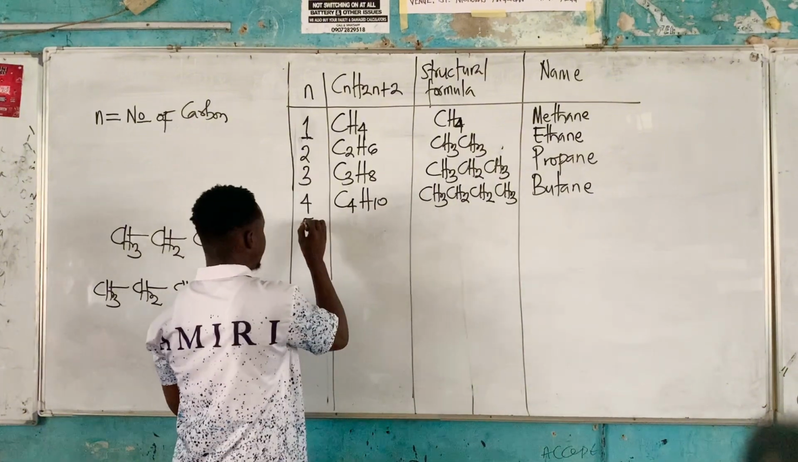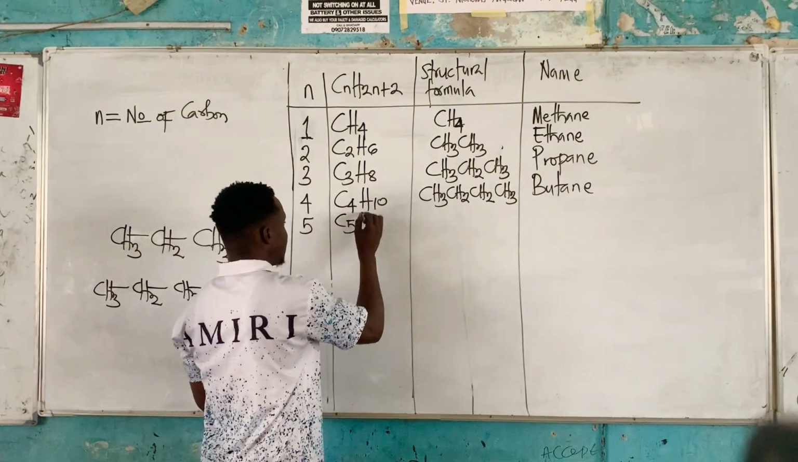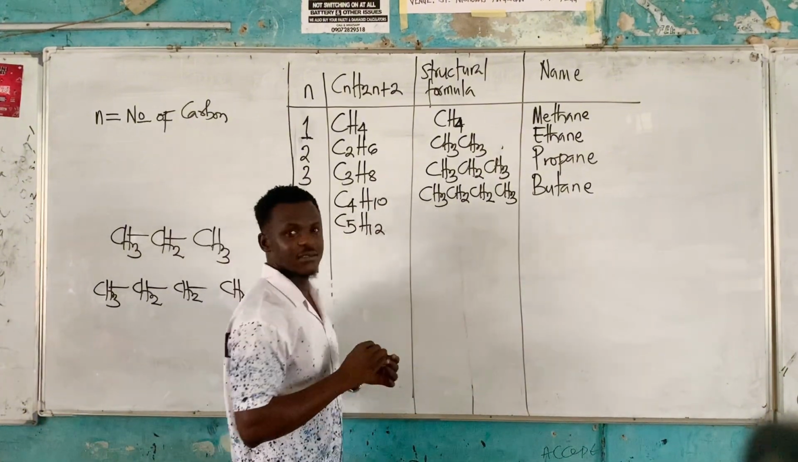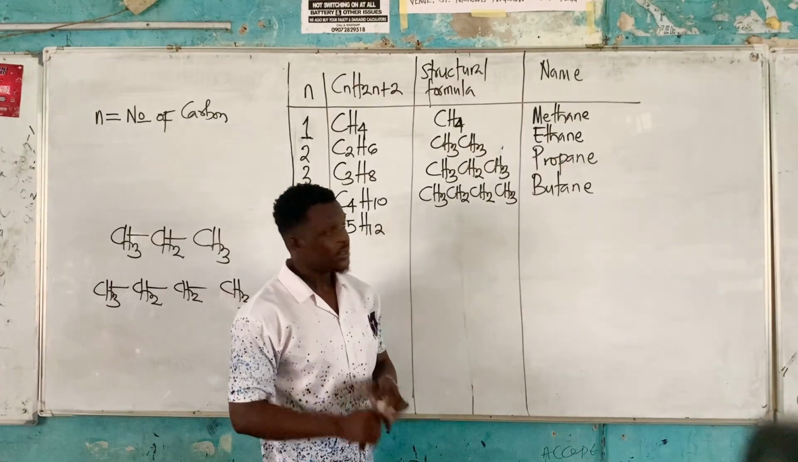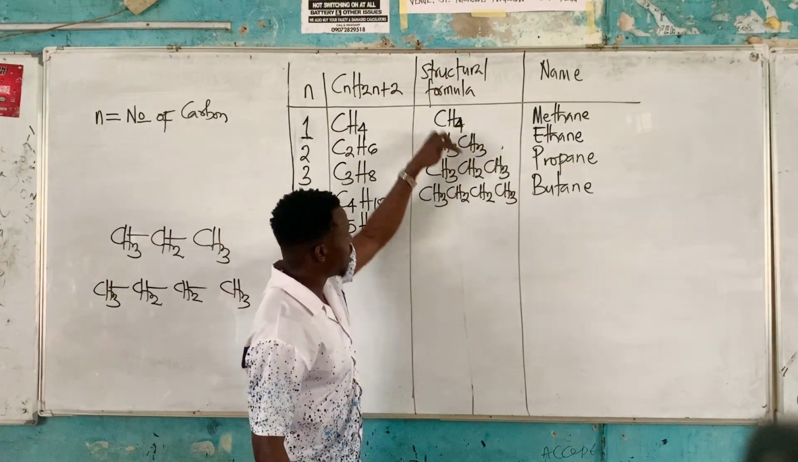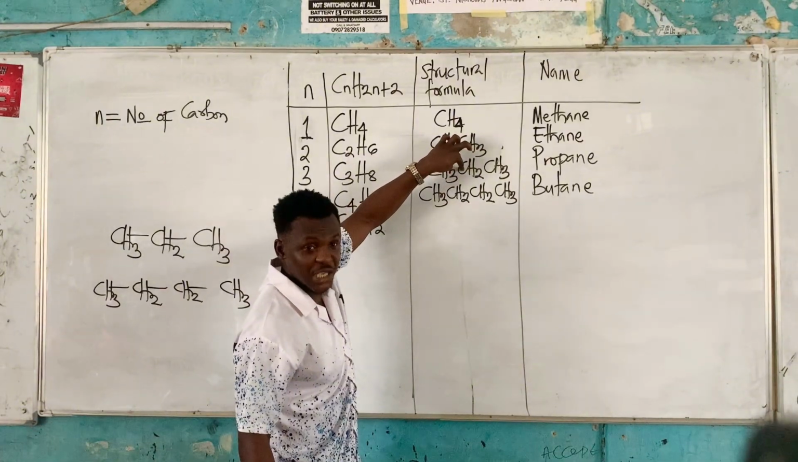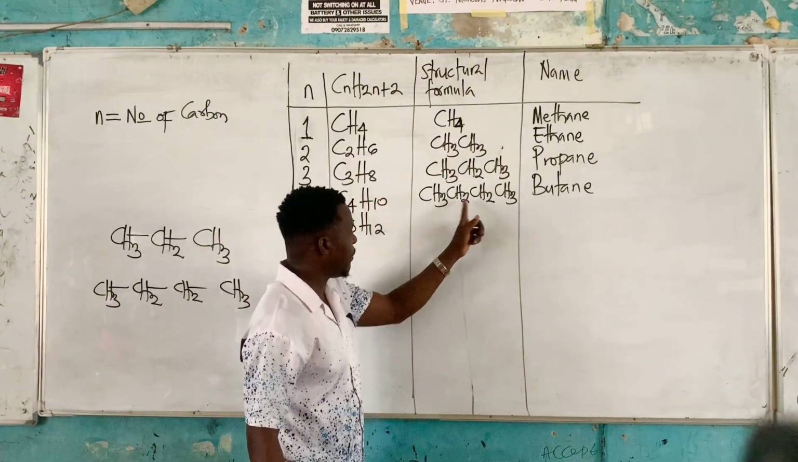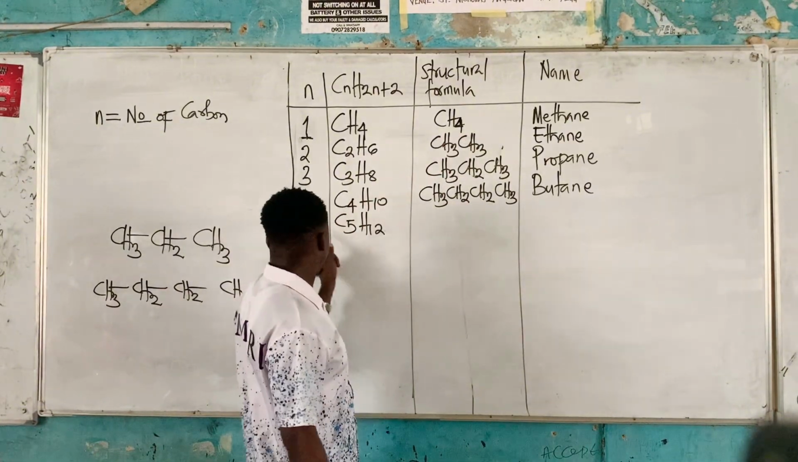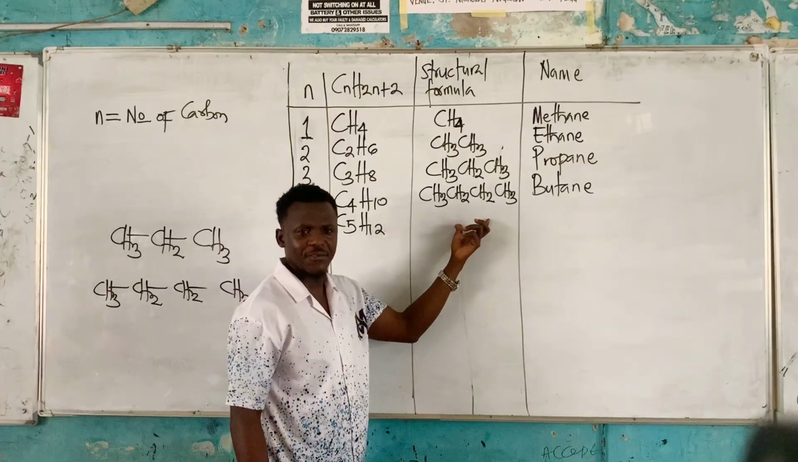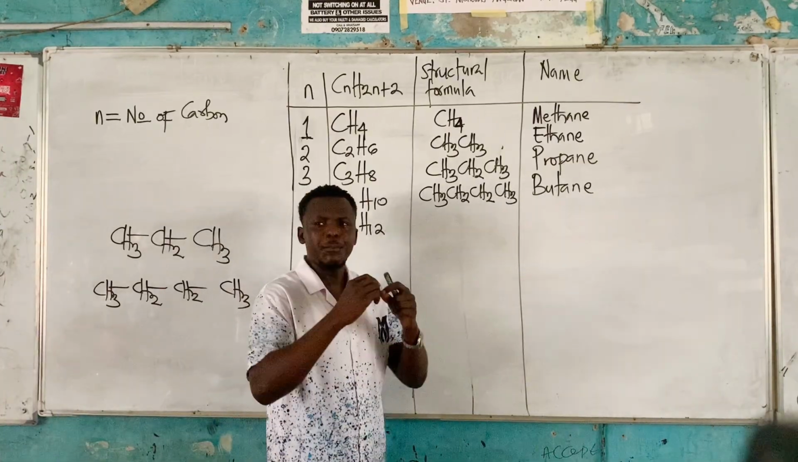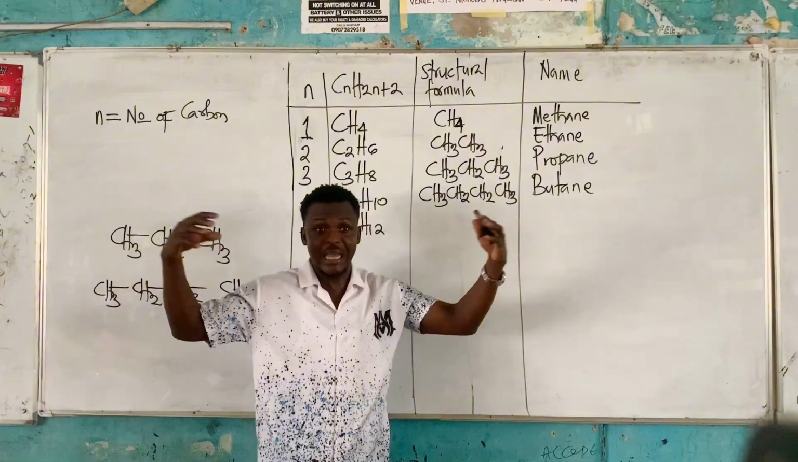If here is 5, this is C5. Class, here, if you notice, initially there was no CH2 there. But there is CH2 here. How many CH2? 1. Here, now how many CH2 do we have? Now, for 5, how many CH2 do you think we're going to have? 3. So I cannot keep on writing CH2 because it's getting longer, right?